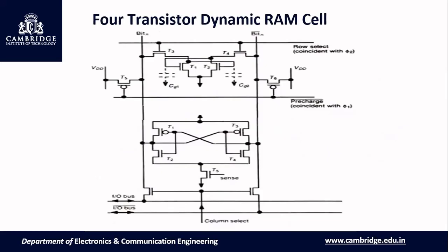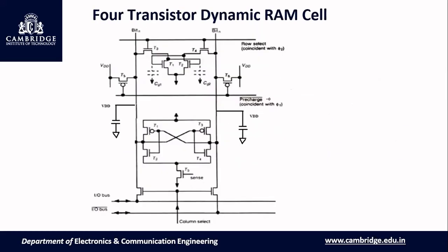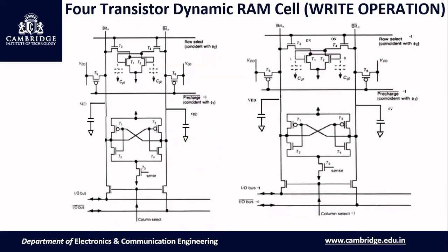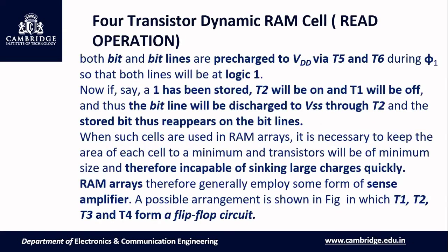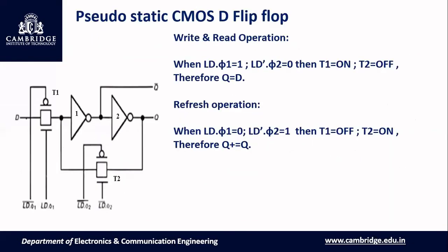The four transistor dynamic RAM cell is there and the 6 transistor dynamic RAM cell. That I'll complete next class. So let me finish this pseudostatic CMOS D flip-flop. Very easy, you can just analyze. They'll just ask you to explain the pseudostatic CMOS D flip-flop. You just have to draw the circuit diagram and the explanation.